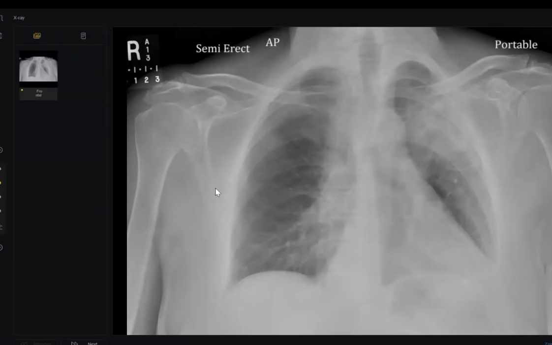Okay, so I can see that there is an inhomogeneous opacity in the left upper zone with overlying destruction of the ribs and bilateral hilar lymphadenopathy, volume loss in the left lung and mediastinal shift. This is all in keeping with a malignant-looking lesion, especially the rib destruction.